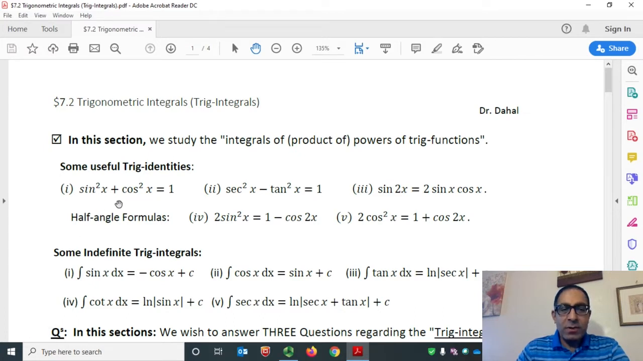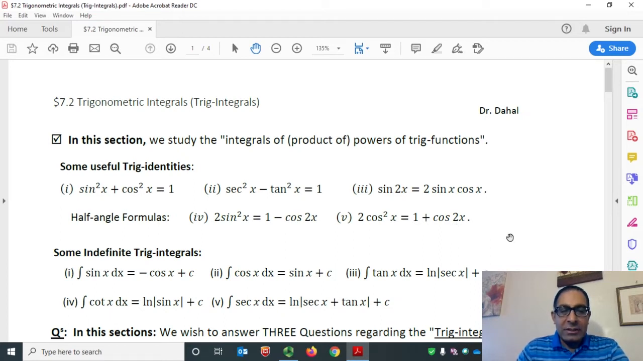Sine squared x plus cosine squared x is 1. Secant squared x minus tan squared x is equal to 1. Sine 2x equals 2 sine x times cosine x. Half angle formulas: 2 sine squared x equals 1 minus cosine 2x, and 2 cosine squared x equals 1 plus cosine 2x.